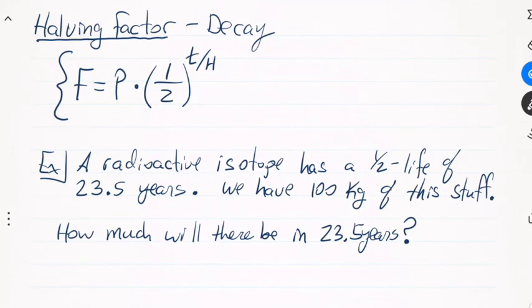We have 100 kilograms of this stuff. Now, if they don't tell you how much you have or how many people you have, always start with 100, because that can represent 100%, which is kind of nice. So how much of this will there be in 23.5 years? Well, after 23.5 years, we're going to have to take half of the amount. So there's going to be 50 kilograms left.